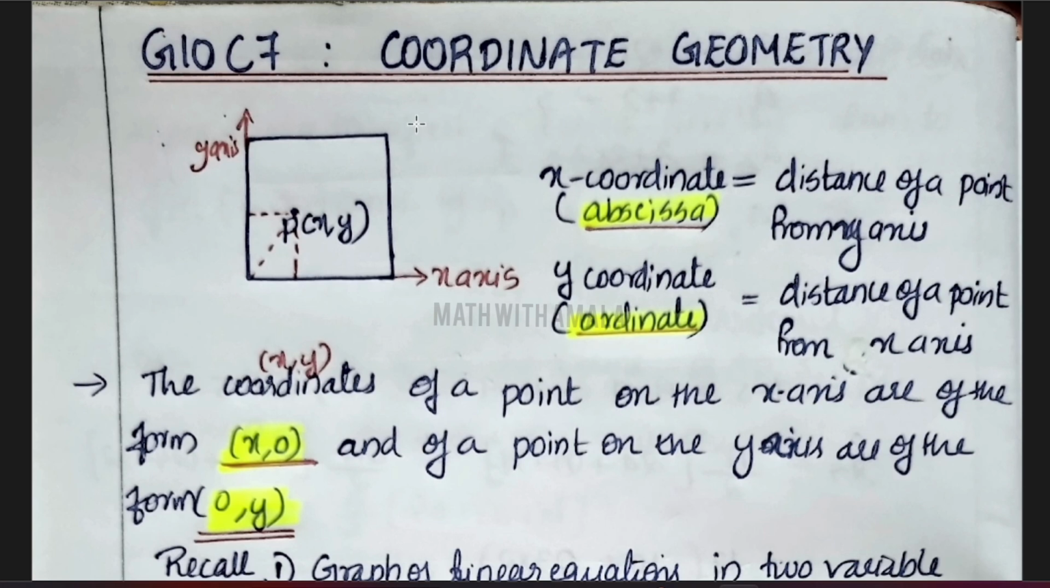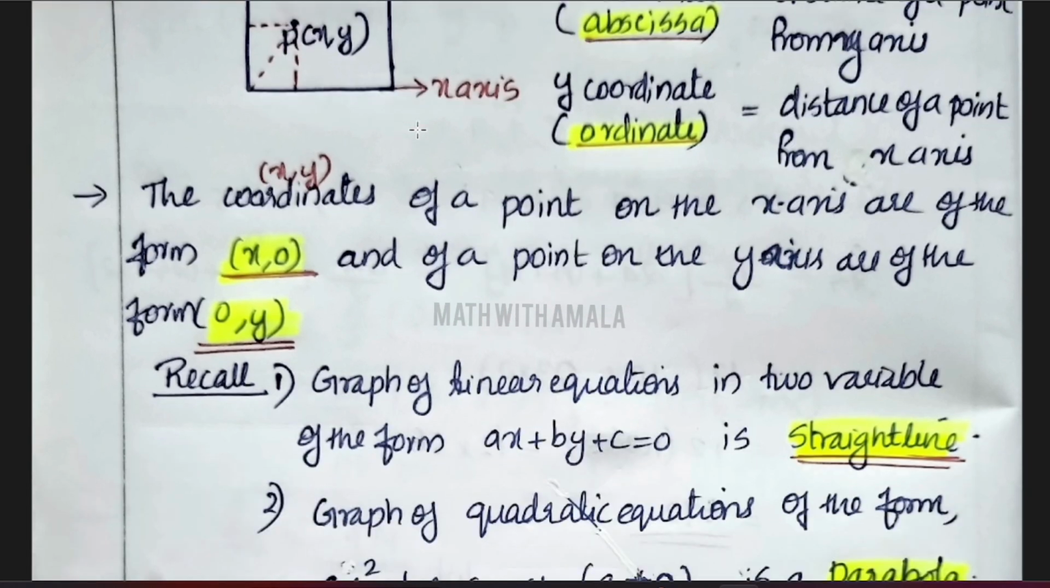Then the x-coordinate, which is the distance of a point from y-axis, is called the abscissa. Y-coordinate, which is the distance of a point from x-axis, is called the ordinate. So we can mark a point P of x, y in the plane.